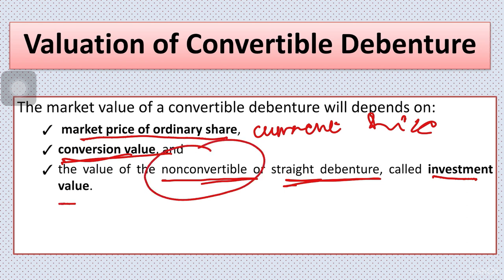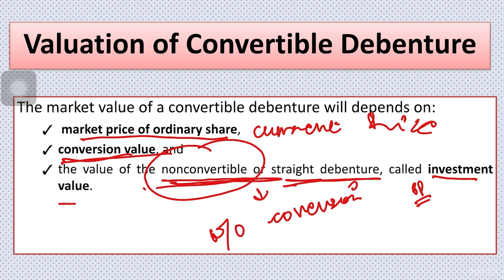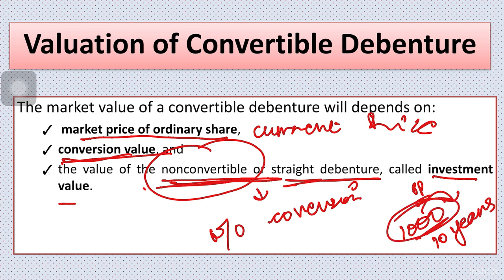So what are non-convertible or straight debentures? These are the debentures without the clause of conversion. Over here, we compute the present value of such non-convertible debentures. What is the present value? This means if I invest 1000 rupees today, after say 10 years, what will be the value of 1000 rupees? Because what is the time value of money? Money earned today is better than money earned tomorrow. So the value will decrease after 10 years. To compute such value, we determine the present value of such debentures.